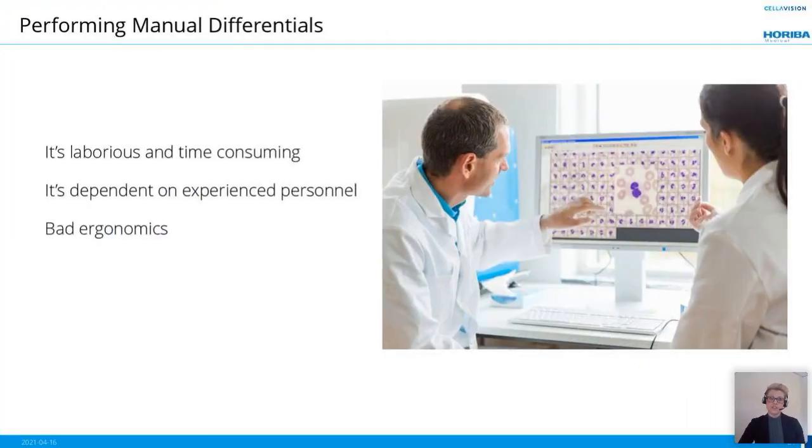If we look at manual differentials today, doing it in the microscope, it is very laborious and time consuming, but it is also highly dependent on the availability of experienced personnel. We all know how difficult it is to learn blood cell morphology. It's not something you learn in a week or two. It takes years to be really good at it and to be comfortable reporting a result and, for example, differentiating a promyelocyte from a blast. It also struggles with bad ergonomics. Even though microscopes are becoming better and better, it still means neck pain and sore shoulders and all that.